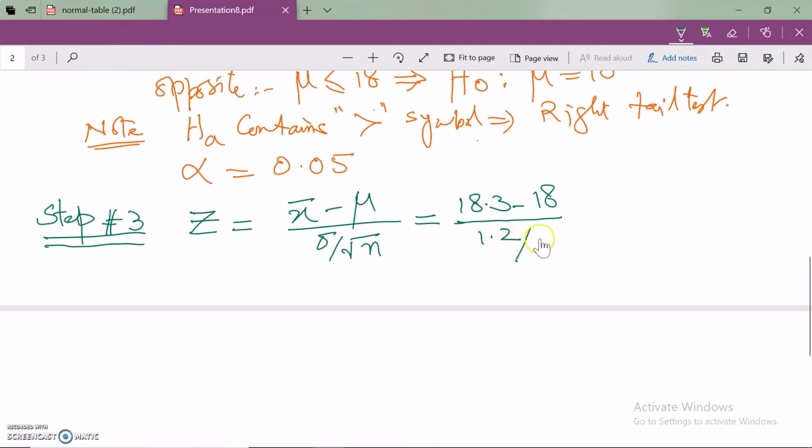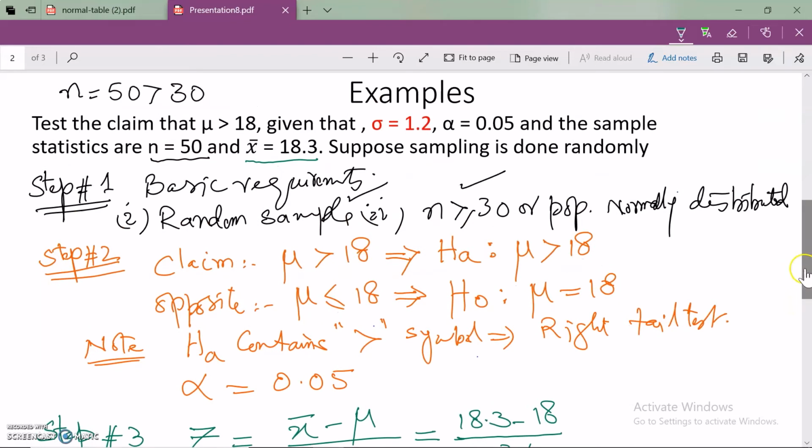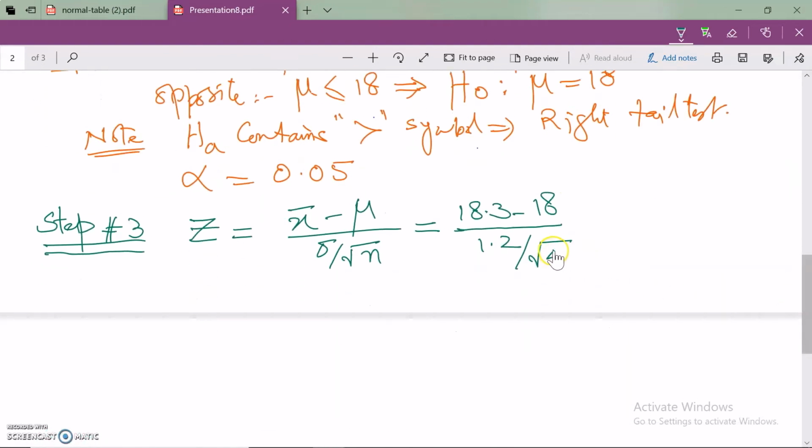1.2 divided by the square root of the sample size. What was the sample size? The sample size was 50. So the square root of 50, right? If I write this in this way, that will be easier for people to understand. 18.3 minus 18 turns out to be 0.3, and I flip it and do this, multiplied by the square root of 50, and it's all divided by 1.2. That's an easier way to understand this computation, right?